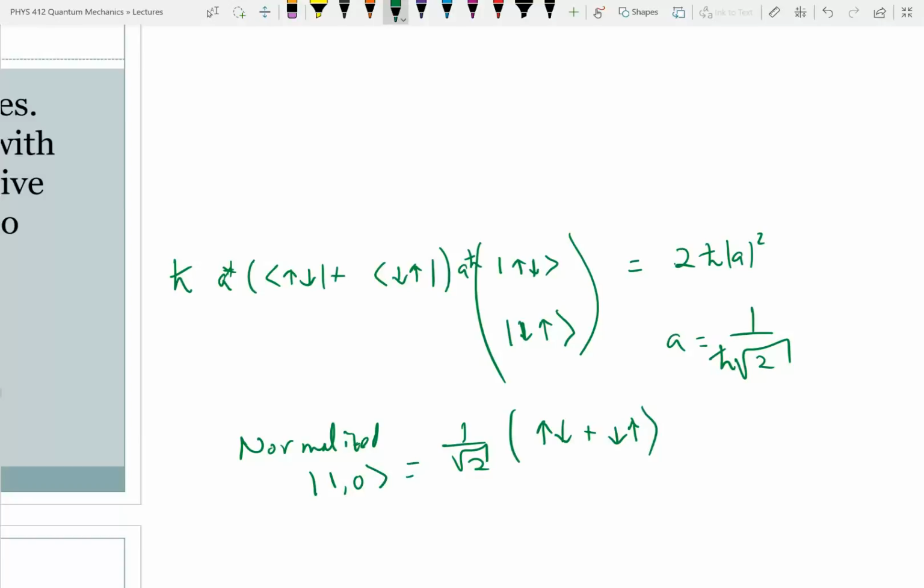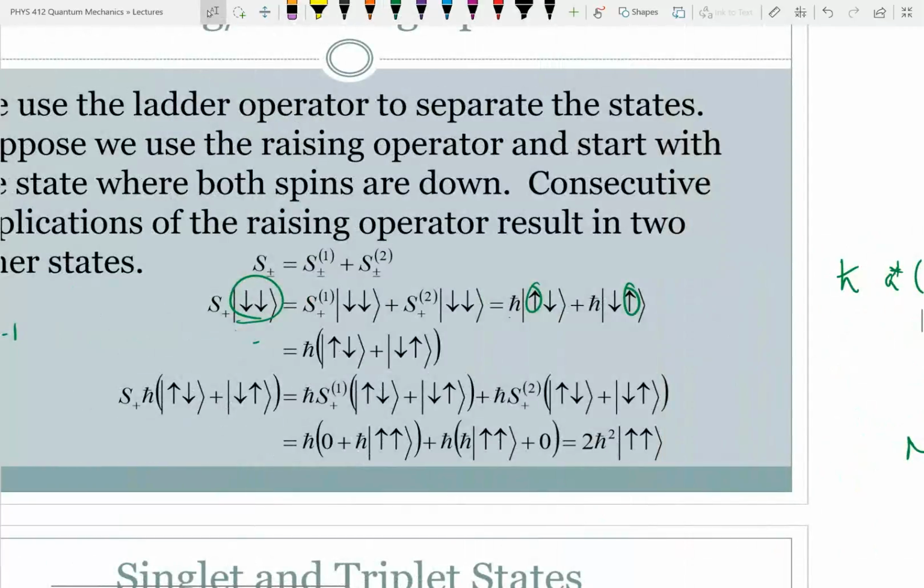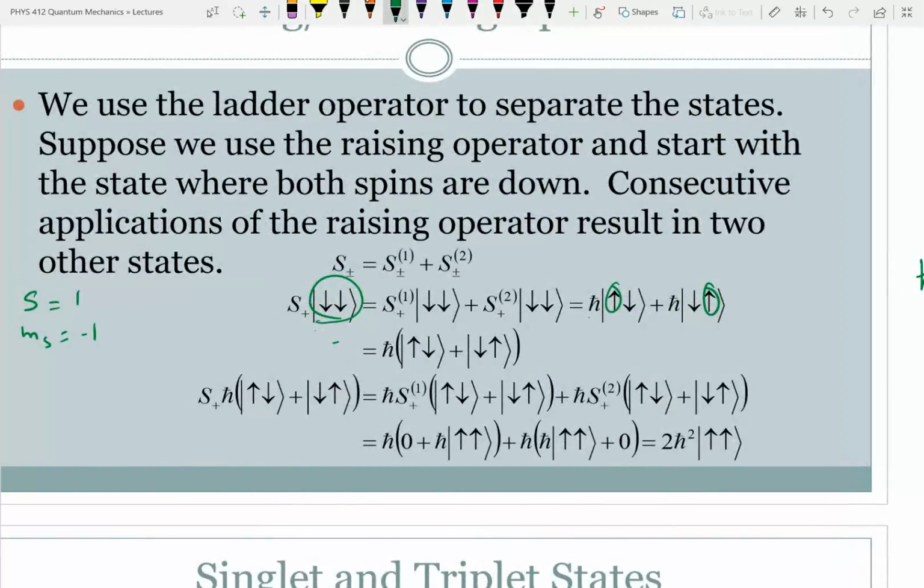So we call that 1, 0 because it's s equals 1, m sub s equals 0. We got that state by using the raising operator on s equals 1, m sub s equals minus 1, and knowing that the raising operator cannot change the s, only the m sub s. If you raise it once more, and this is just for completeness, you will get 2h bar squared up, up, which tells us that up, up is the m sub s equals 1 for s equals 1, which we already knew.